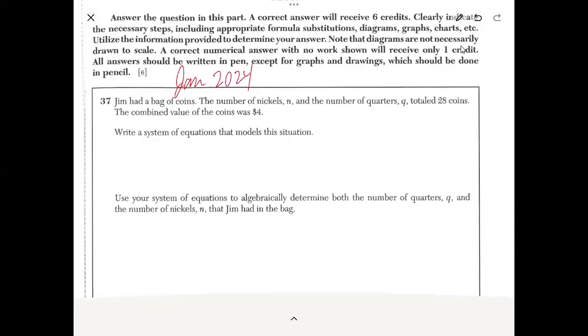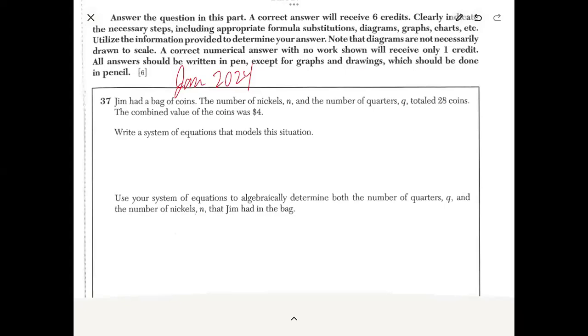I am going to do another question from a Regents exam. This is from the January 2024, number 37, a word problem worth 6 points. I want to go through and do this one, and it's going to be in a playlist called Regents Word Problems. I'm just going to do a bunch of them and show you how I would solve them. All right, so let's jump into this one.